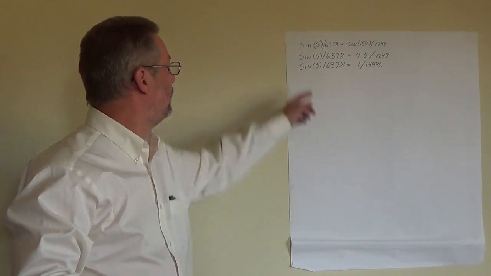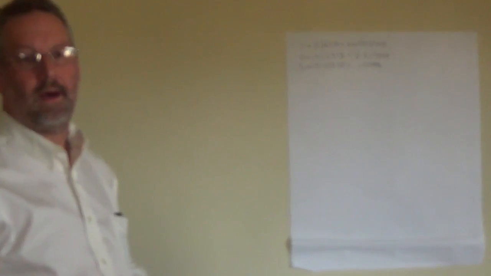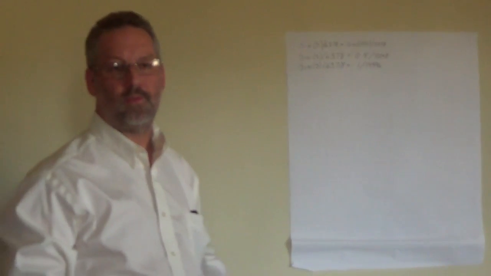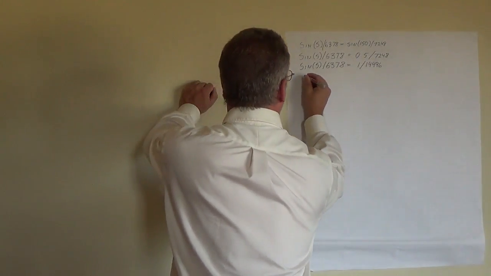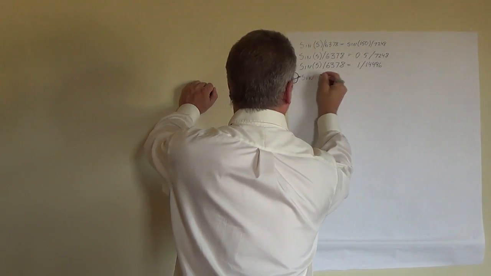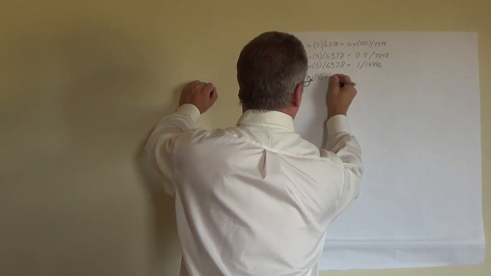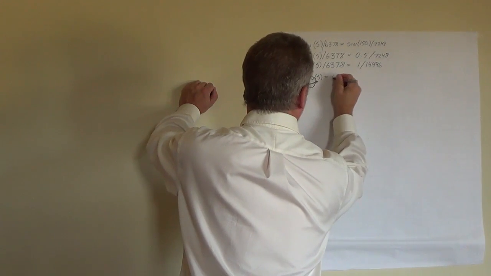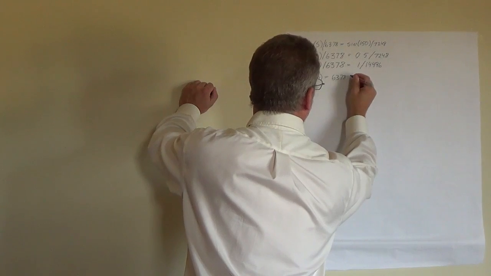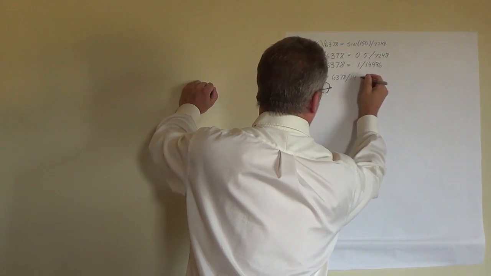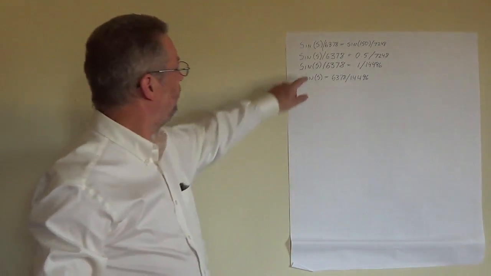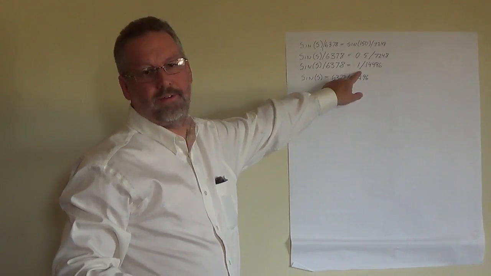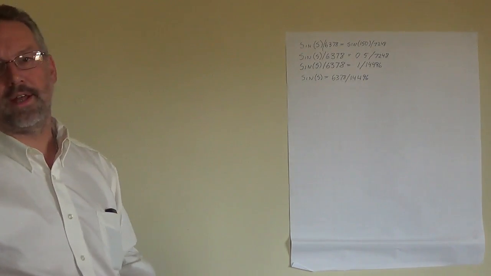But we still have got that odd term here. So let's move it around a little bit. The next thing we can do is we can multiply both sides. So therefore, the sine of S equals 6378 over 14,496. What I've done is I've basically multiplied both sides by 6,378.